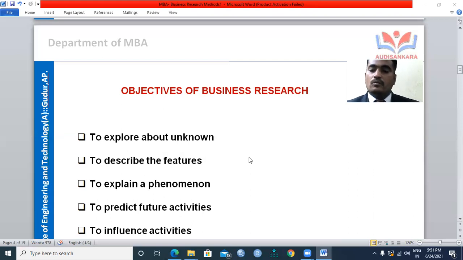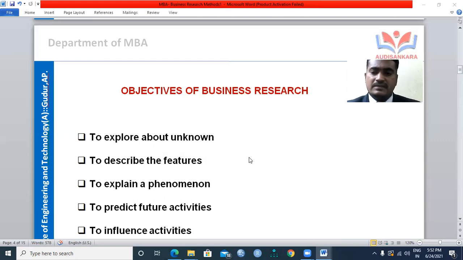And even with the help of this business research, by conducting an intensive and rigorous concentration in a particular area, we are able to influence the various activities happening in a particular context. So all these are the basic objectives of business research.